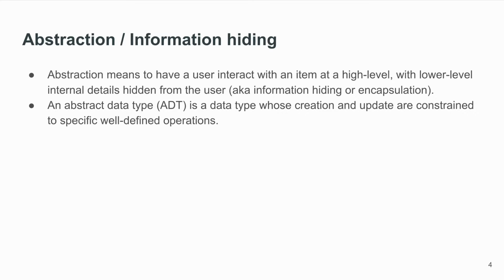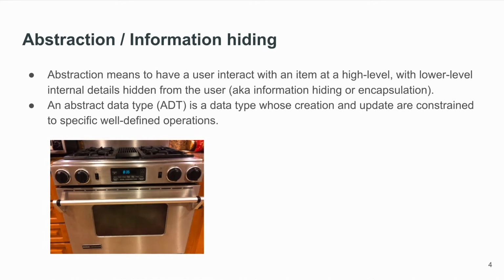Abstraction. Information hiding is always necessary because users do not need all the details of what is going on. So abstraction is basically to hide information from the user. We hide low-level or internal details from the user. This can also be called encapsulation. ADT, or abstract data type, is a data type whose creation and updates are constrained to specific well-defined operations. We have various different abstract data types in Java, which we will learn later on.